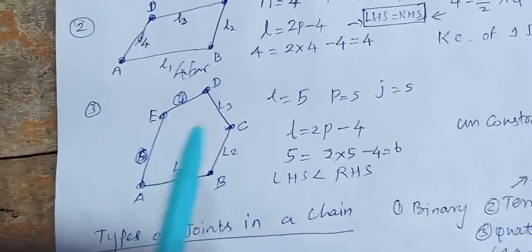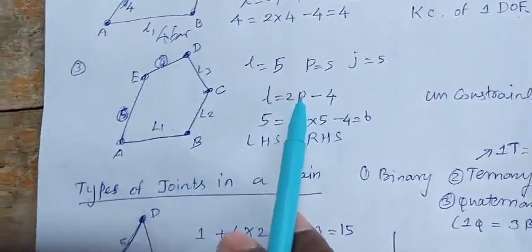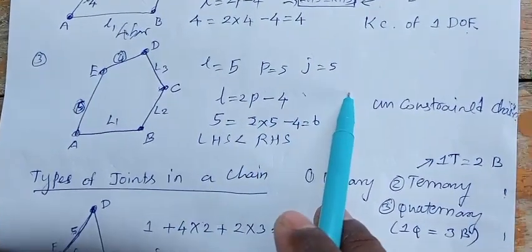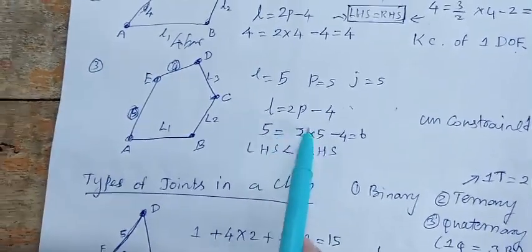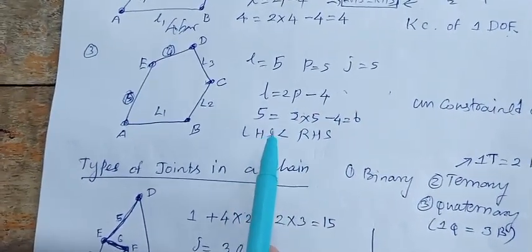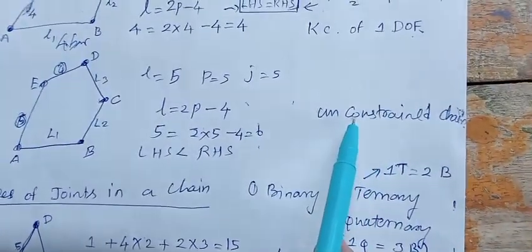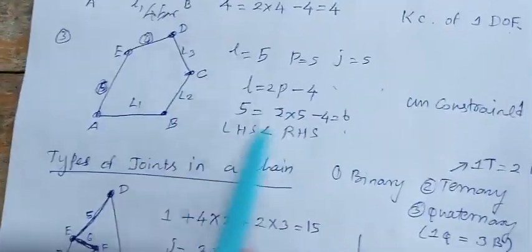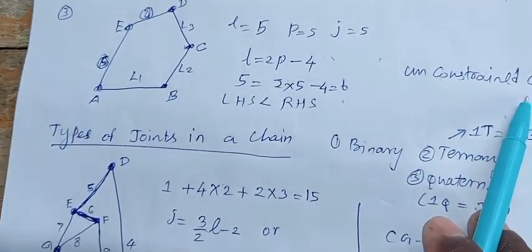Next one is a 5 link structure, 5 link arrangement. Link equal to 5 and pair equal to 5, joints equal to 5. The formula is L equal to 2p minus 4. So we got left hand side less than right hand side. It's an unconstrained chain. So this type of structure is called an unconstrained chain.